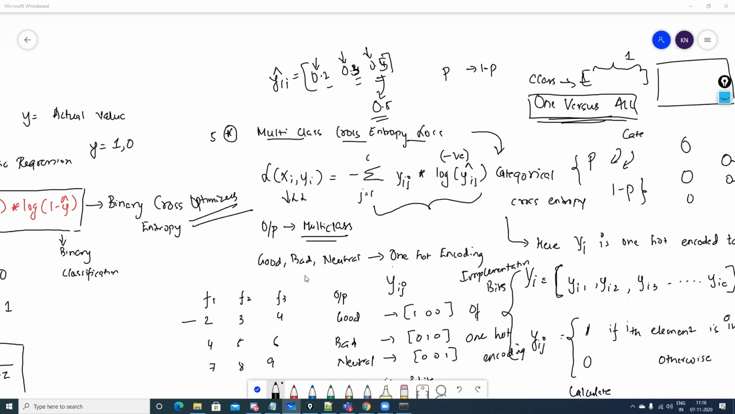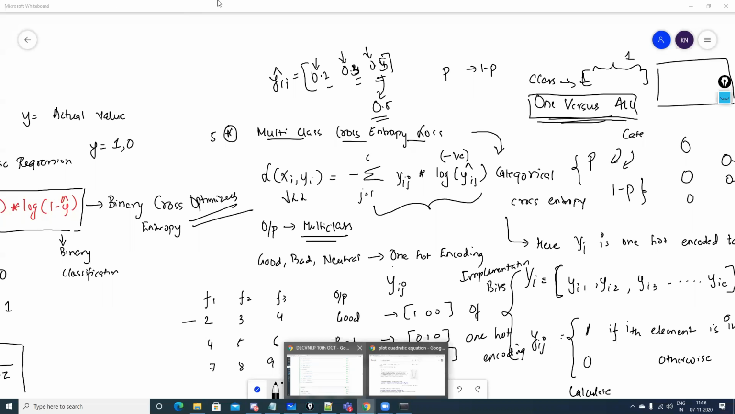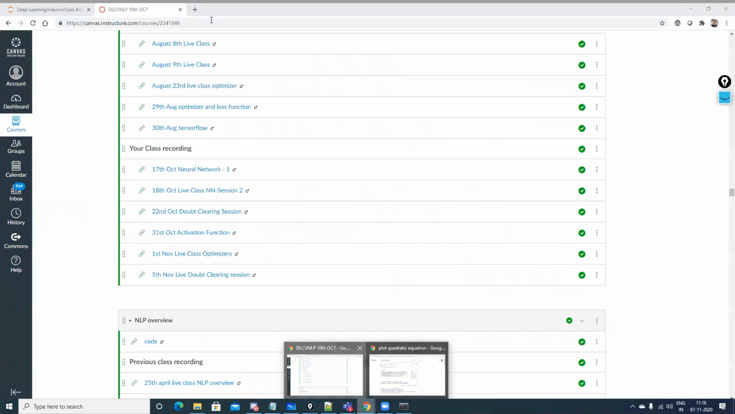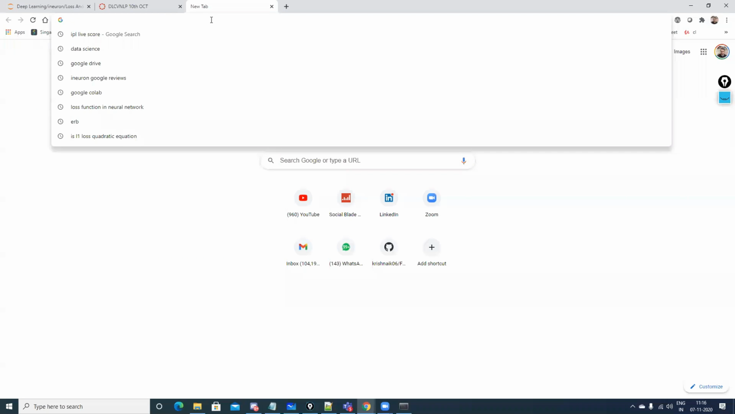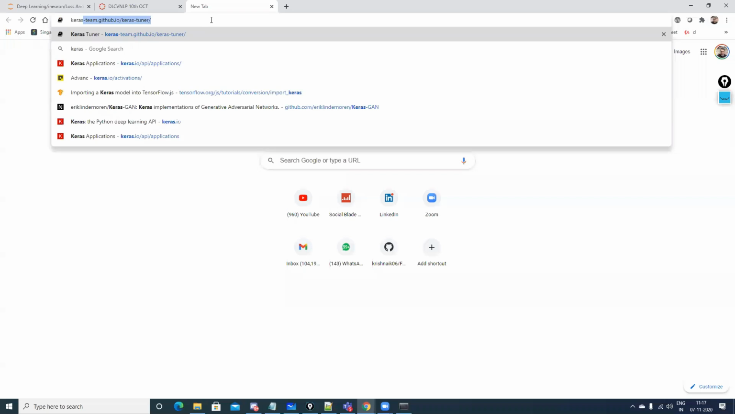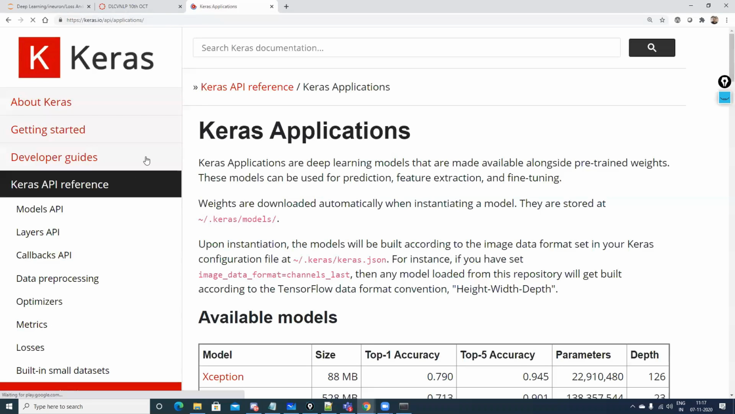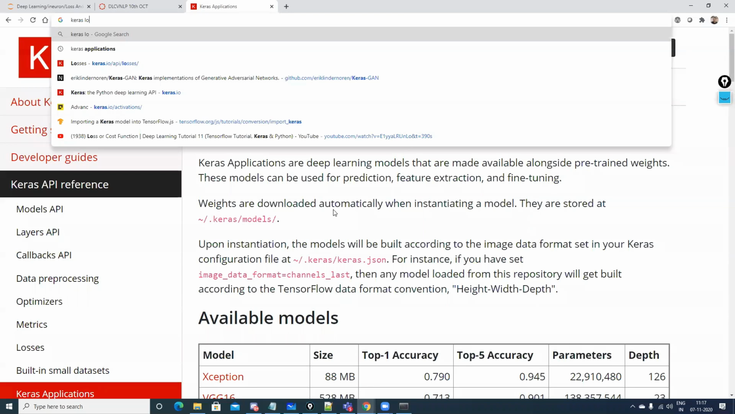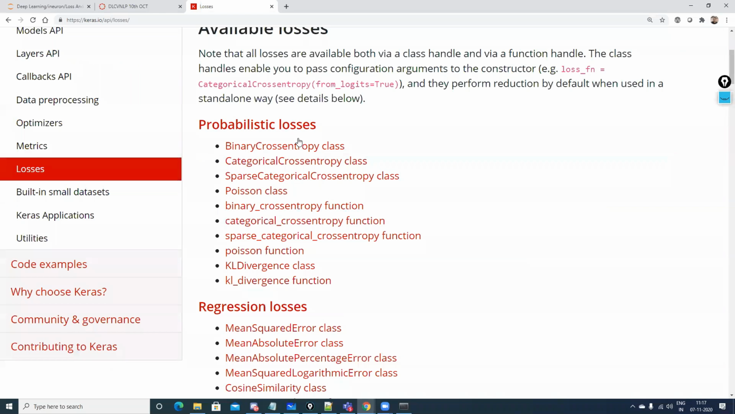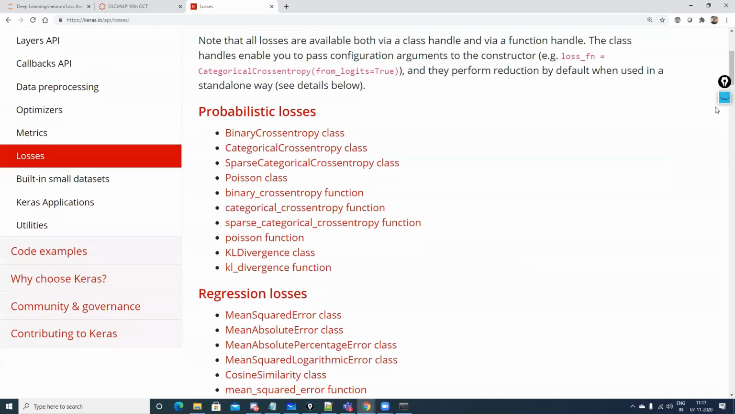Okay, guys. Now, what we are going to do is go to the Keras documentation. Let's go to the Keras application, or I'll just search for Keras loss function. Here you will be able to see various kinds of losses that have been used. You have binary cross entropy. This is specifically used for binary classes.